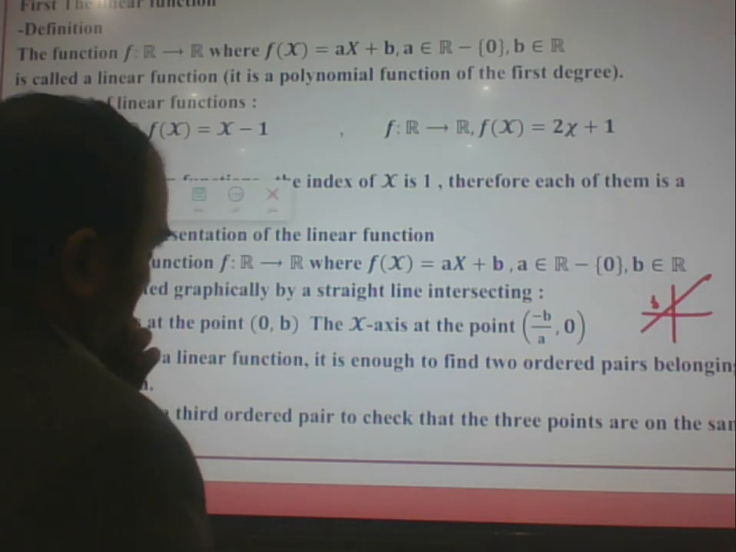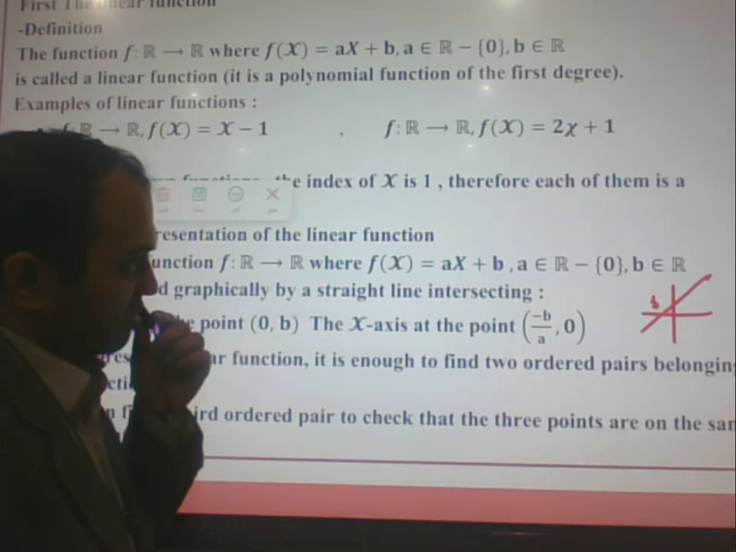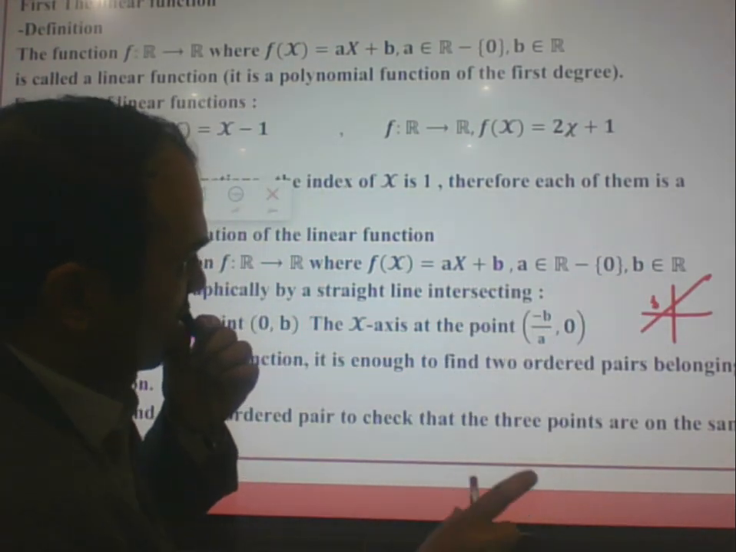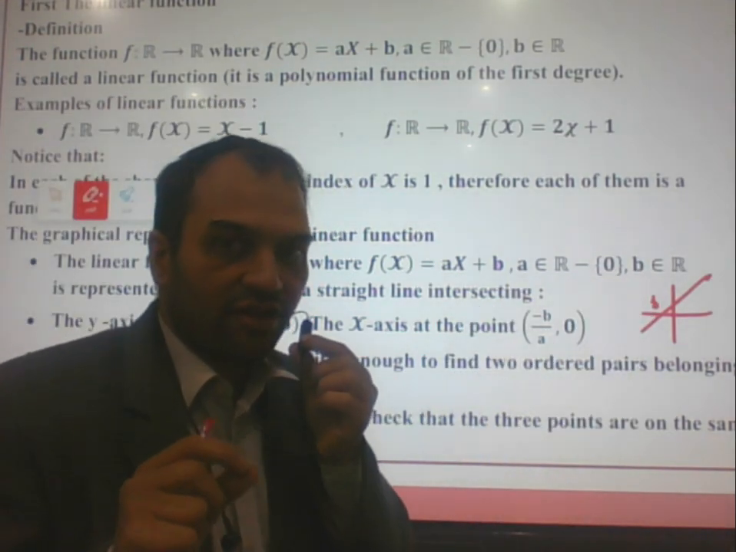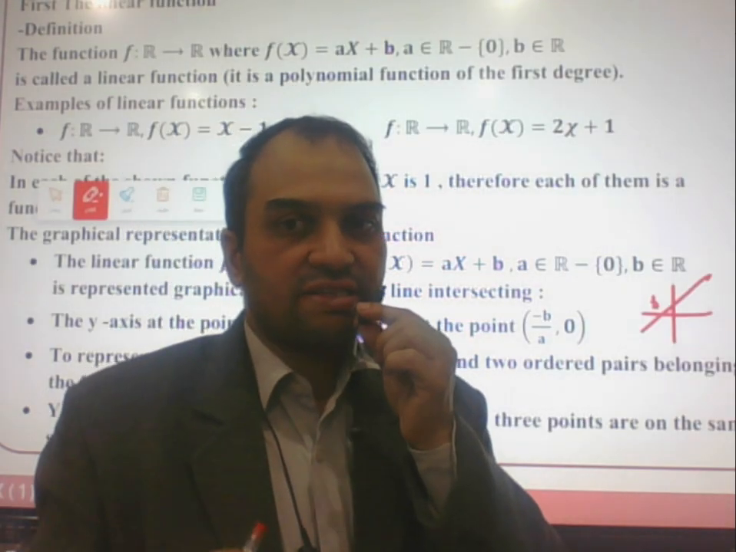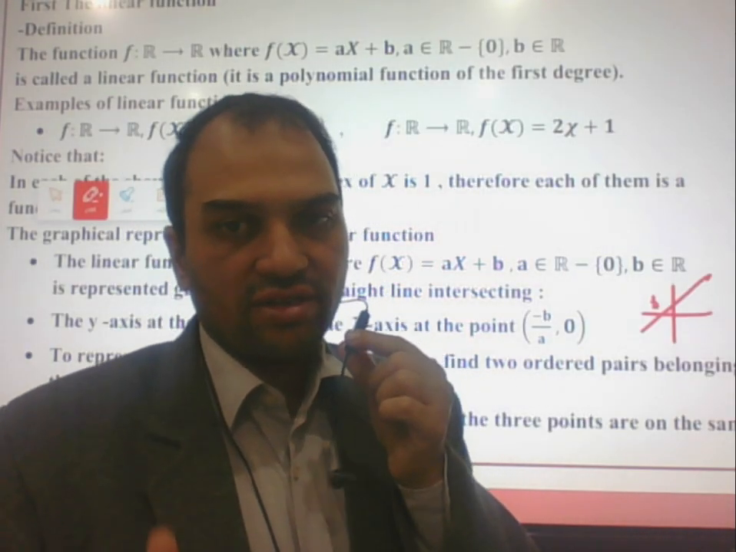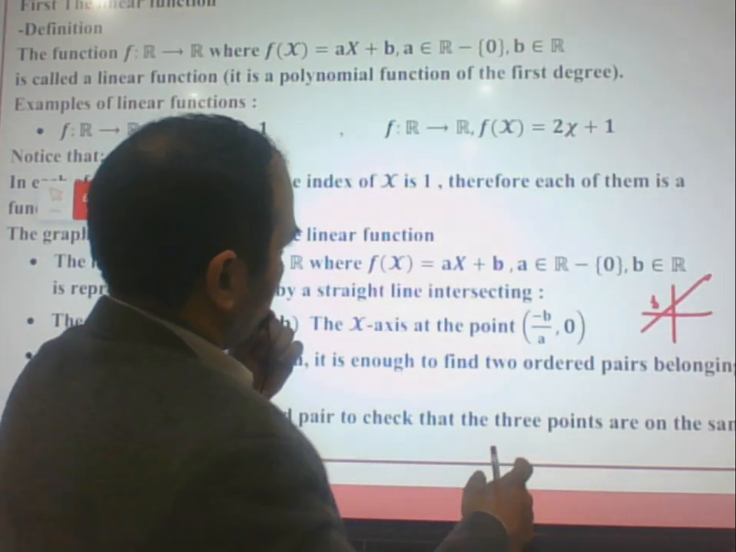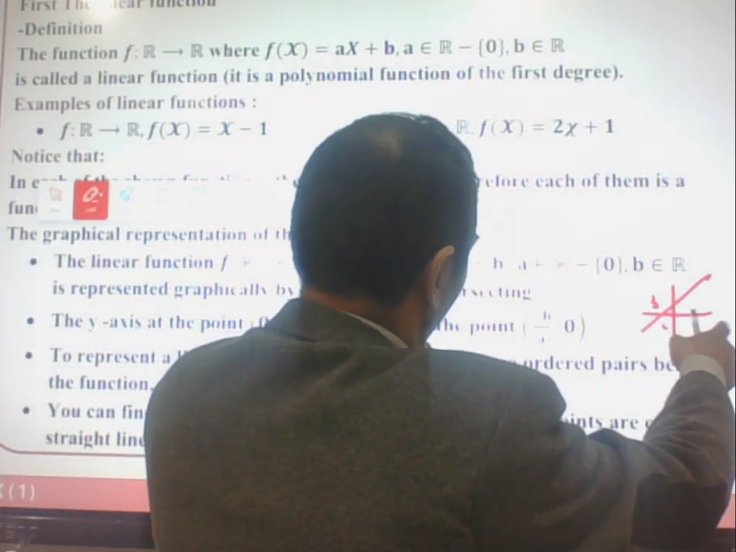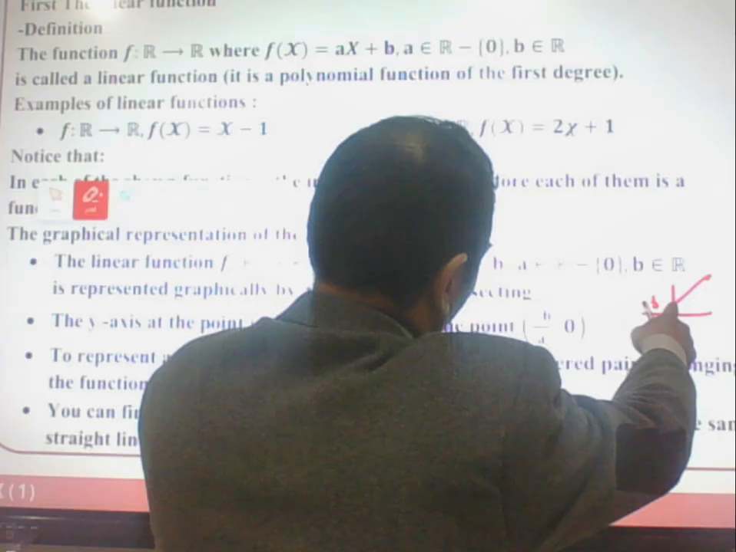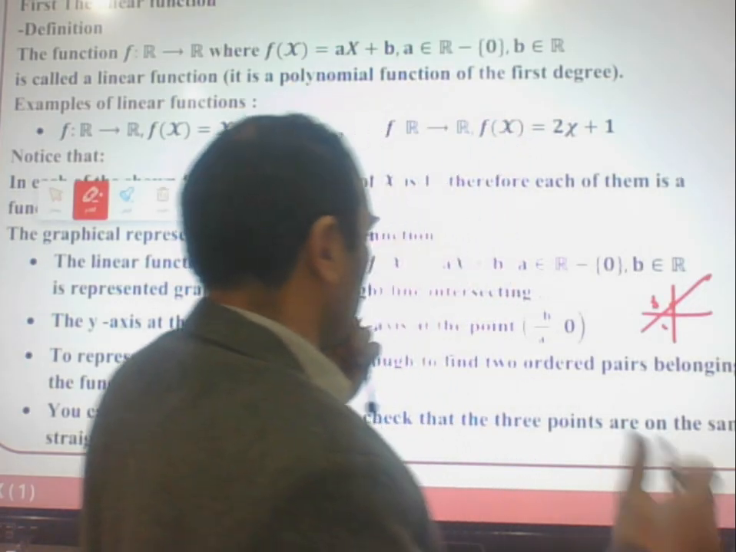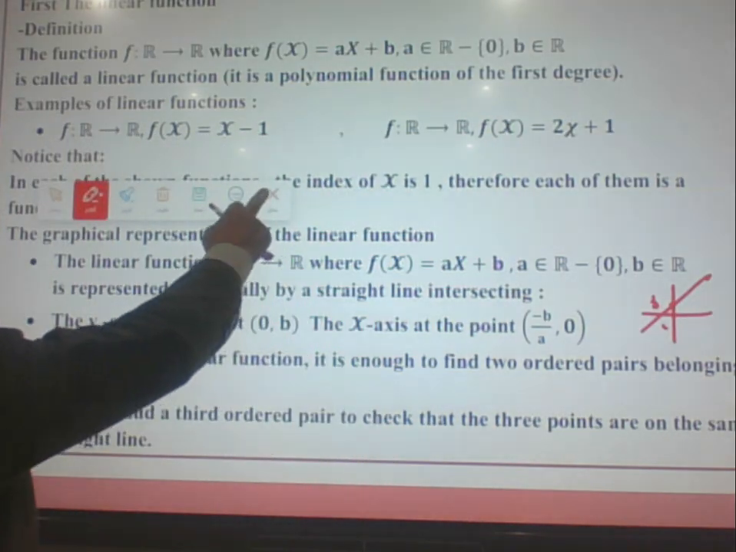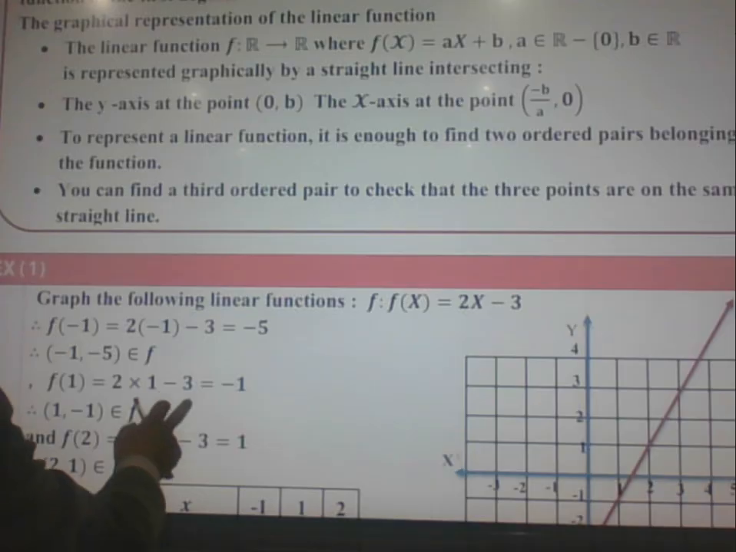Then we can find the two points of intersection with the x-axis and the y-axis. If you want to find the point where the straight line intersects the x-axis, the value of y equals 0, and the inverse, if you want to find the point where the straight line intersects the y-axis, the value of x equals 0. Okay, I will explain examples down here.